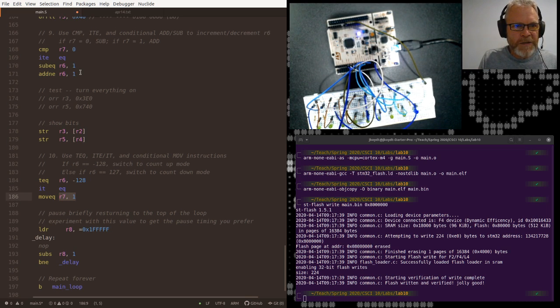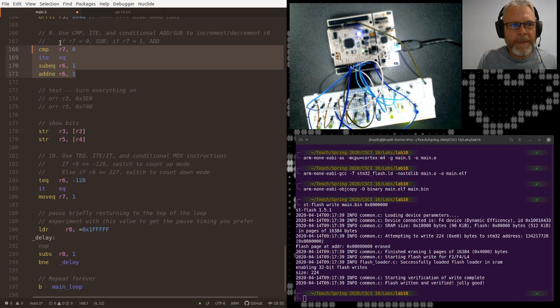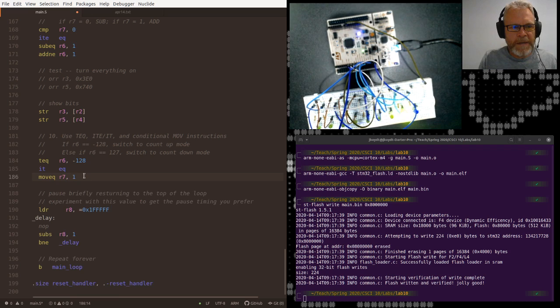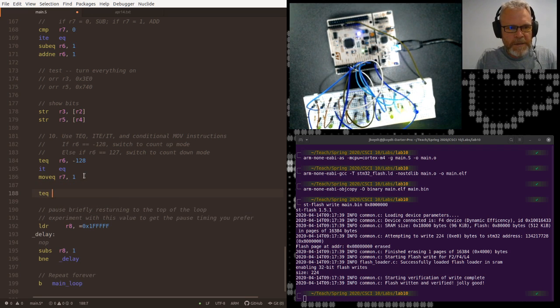That affects this code we wrote on number 9 a second ago. If R7 is 0, we're going down. If R7 is 1, we're going up. And I know to change R7 to go up when it hits 128, but I also need to, I'm just going to do it this way.